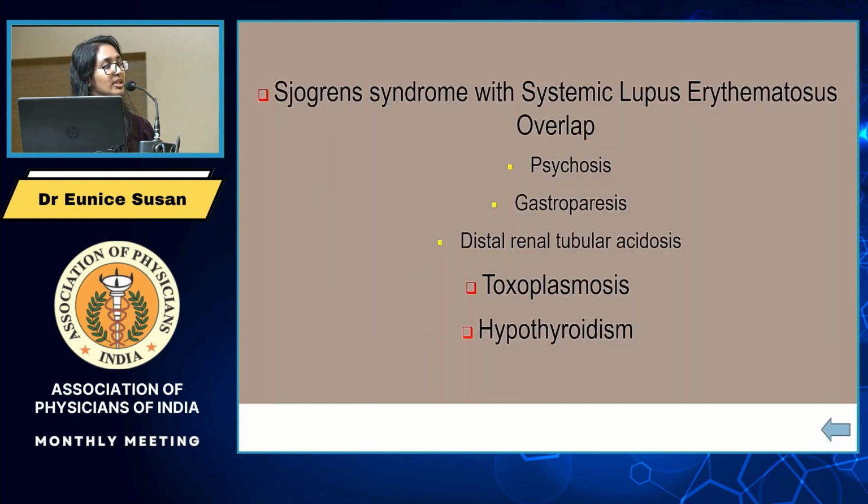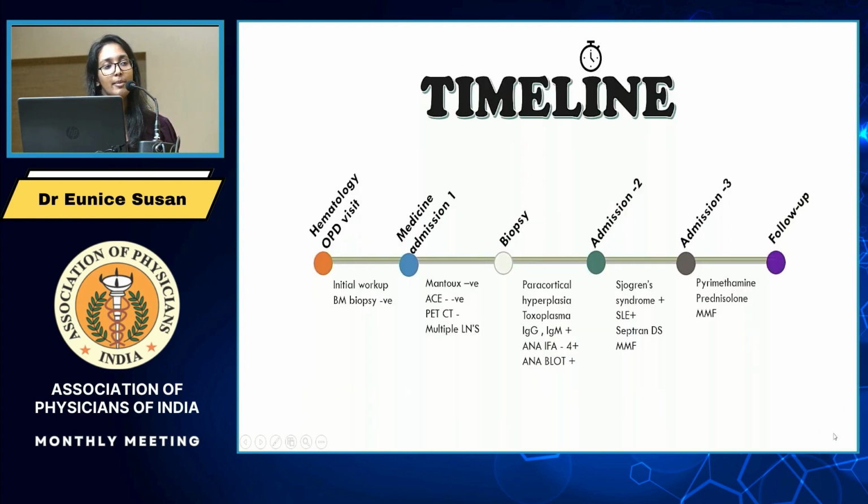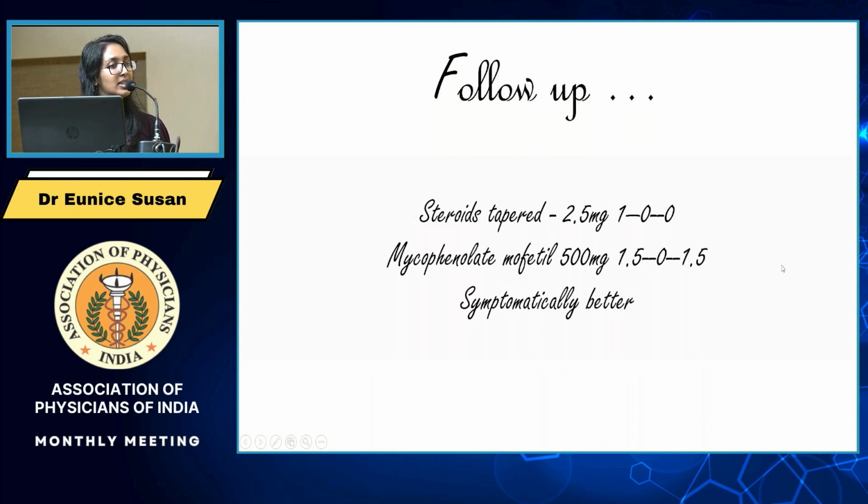So this time the patient was discharged again with an overlap of Sjogren's and systemic lupus erythematosus with complications of psychosis, gastroparesis and a possible distal renal tubular acidosis with toxoplasmosis in the background of hypothyroidism. So then the patient had followed up in our OPD after a span of 1 month, and on follow-up the patient was doing symptomatically better. We were able to taper the steroid dose to a dose of 2.5. Mycophenolate mofetil we had hiked up to 500 1.5 BD. With this, the patient was doing symptomatically better.